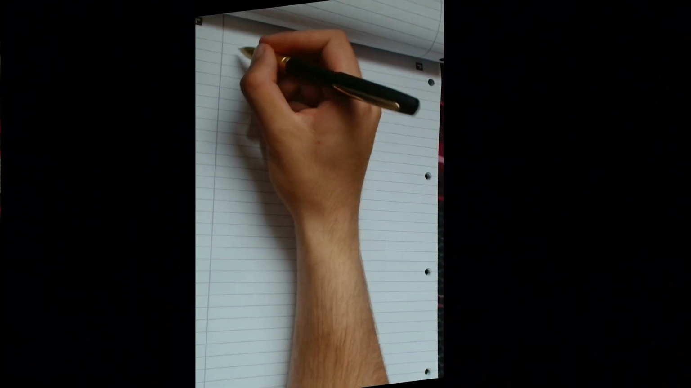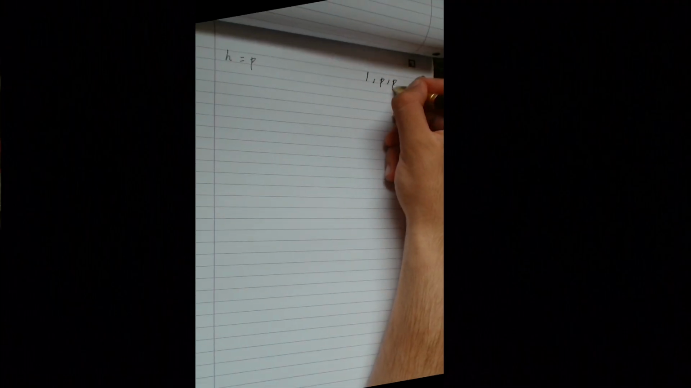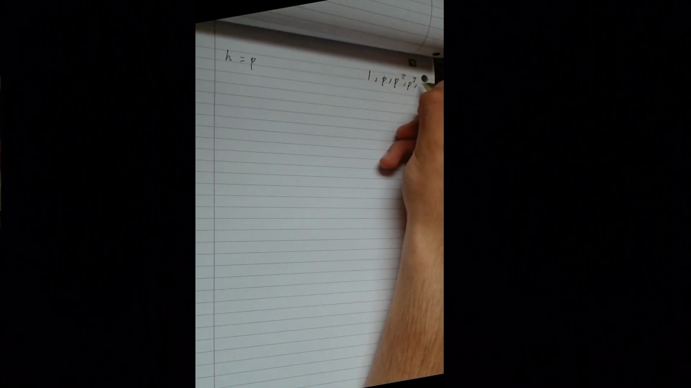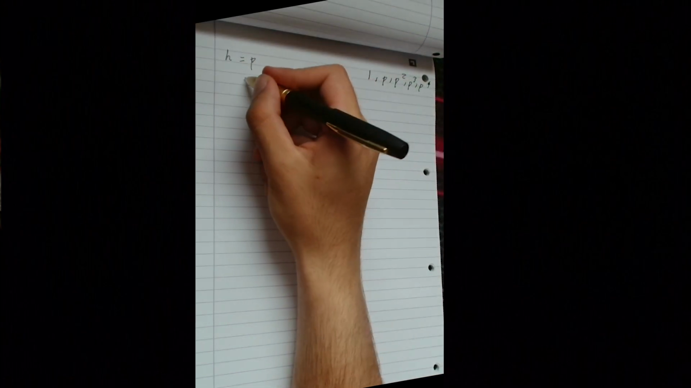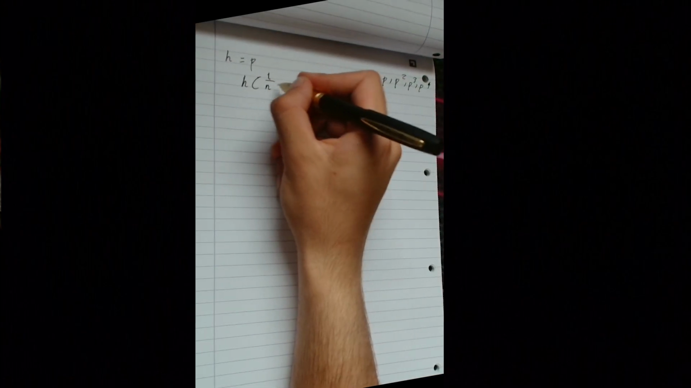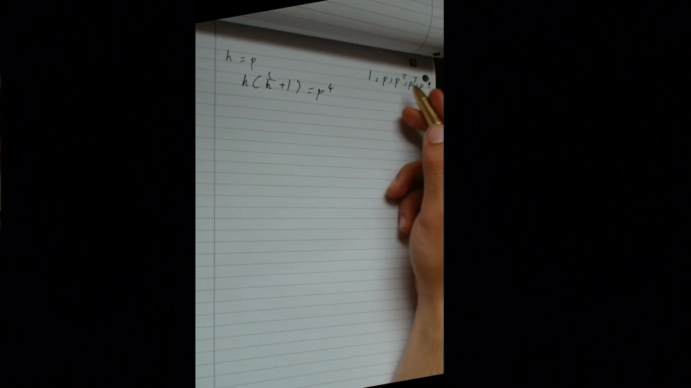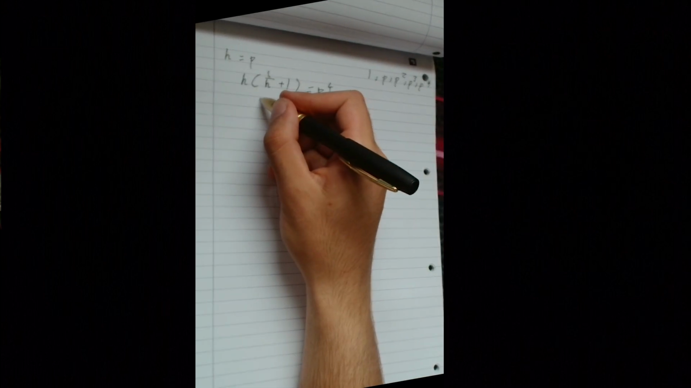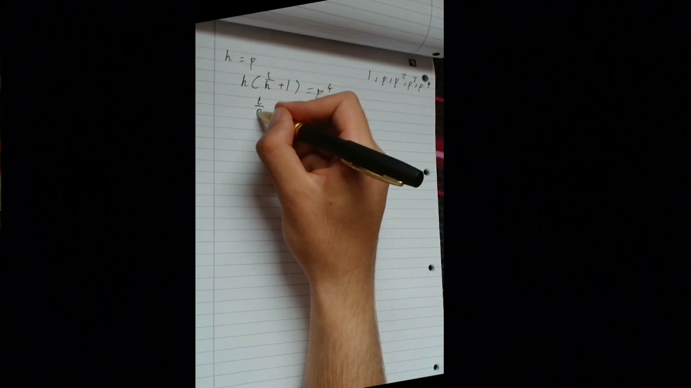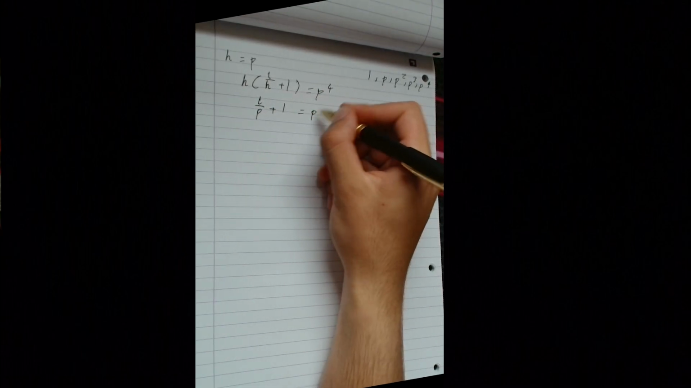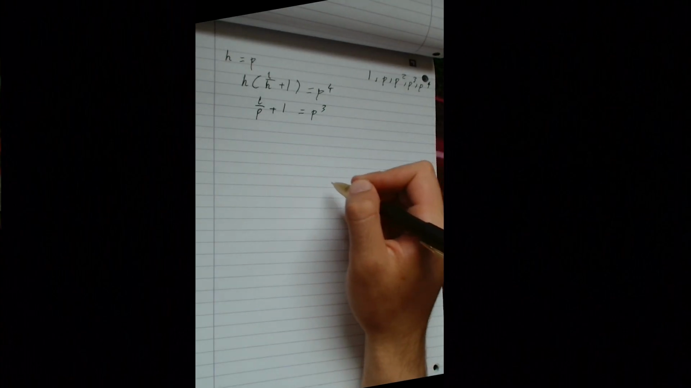If h was to be equal to p, because once again, we're going through this list, and we're working with h times (l over h plus 1) equals p to the 4. So if h was to be equal to p, then we have l over p plus 1 equals p cubed.